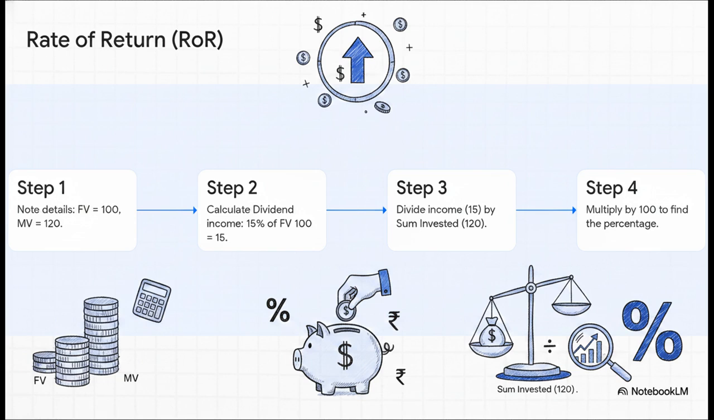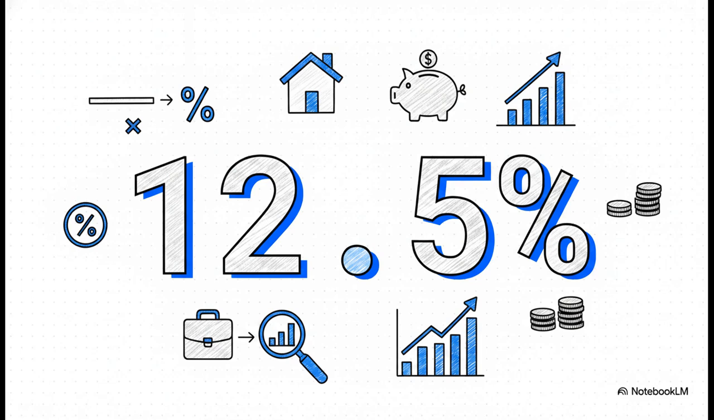Step 4. Simply multiply that fraction by 100 to get our percentage. When we do the math, 15 divided by 120 and then multiplied by 100, we get exactly 12.5%. And that right there is the absolute beauty of structured financial mathematics. Even though the company announced a 15% dividend, because Shriyash bought his share at a premium price of 120, his actual true rate of return is 12.5%.